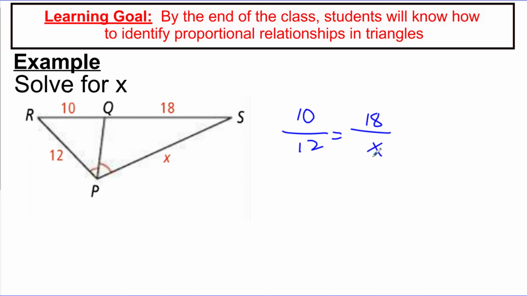And then I don't happen to know the long side PS. So I'm going to set this up. This is 10x, 10 times x is 10x, and then 18 times 12 is 216. So if I divide both sides by 10 here, I get that the length of PS has got to be equal to 21.6. So you can see that proportionality shows up in a lot of different places. This is 3 different theorems that we can apply to triangles and in some cases to other shapes to use proportionality to find missing parts.